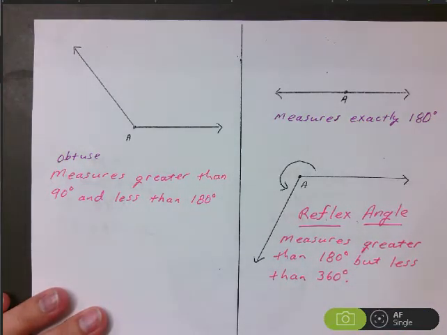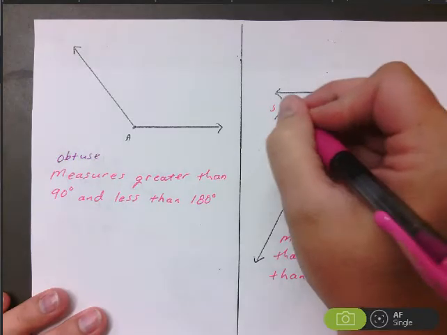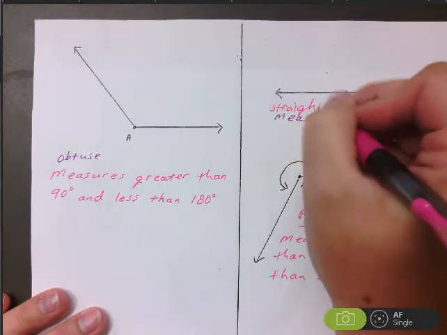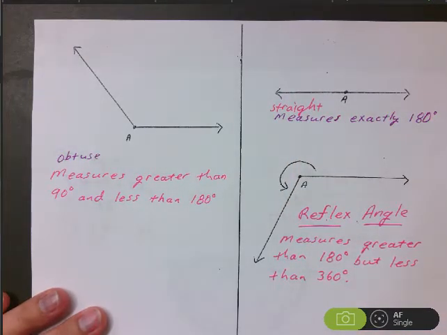Then I'm going to come over here to the top one on the right, a straight. And a straight angle means that it measures exactly 180 degrees. Not 181, not 179, exactly 180. And then I added this extra one on here because I always have students that ask, well, what if it's more than 180? What if it is 181? What is that? That's called a reflex angle. So any angle that measures greater than 180 but less than 360, we call that a reflex angle.